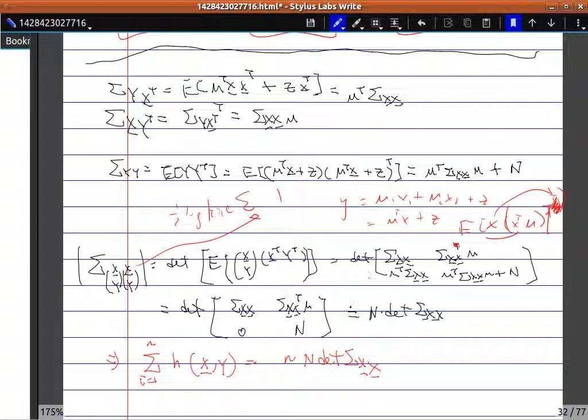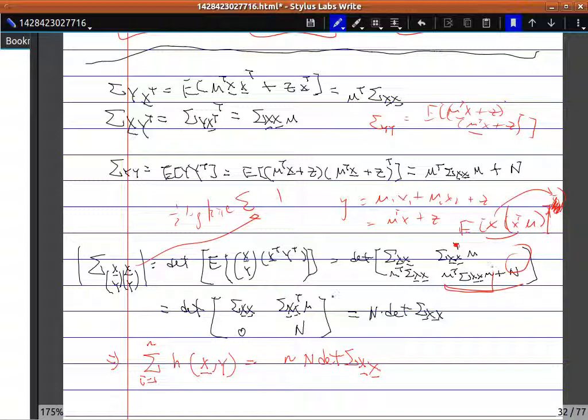And similarly, let's say this is sigma y, which is the expectation of (mu transpose x plus c) times (mu transpose x plus c) transpose. If we expand that, because c and x are independent, we only have c times c transpose, which gives n, and the other term comes out of this thing here.